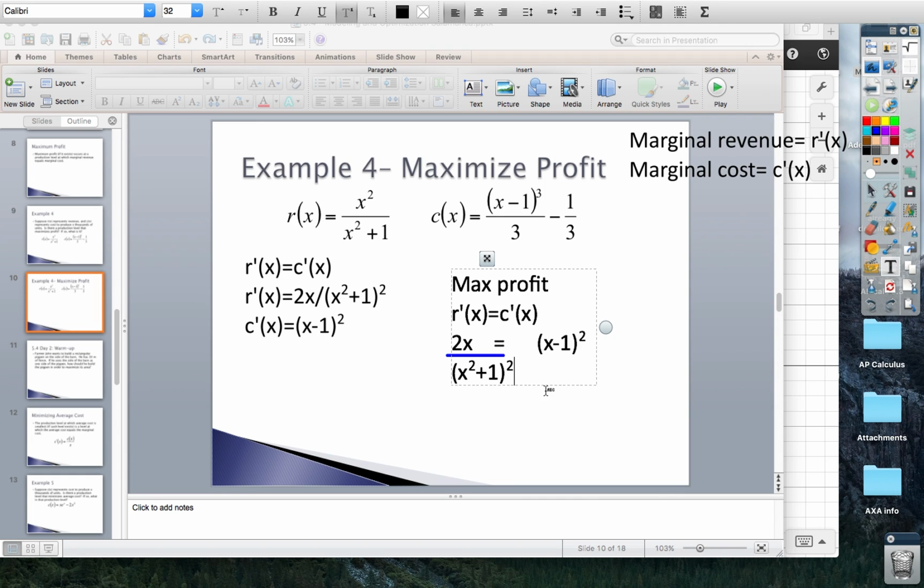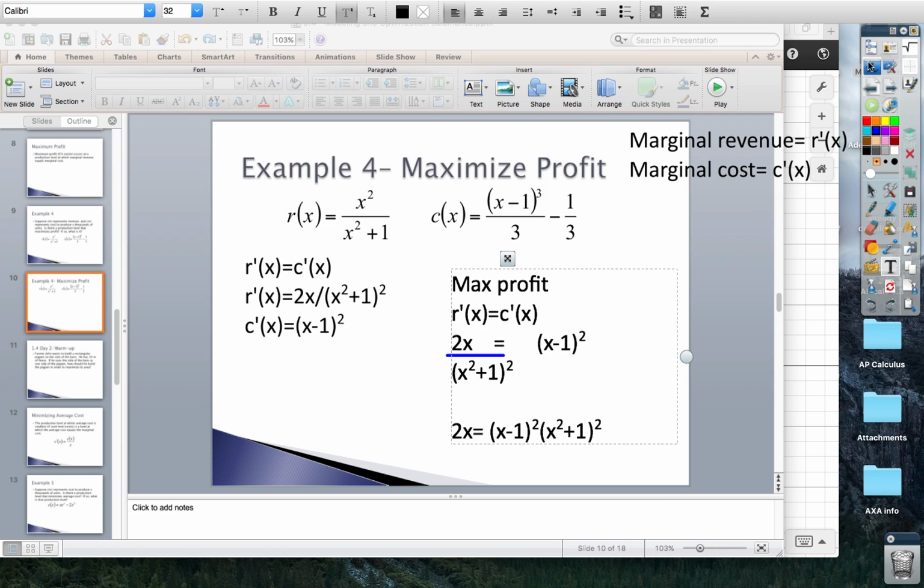Now, what's going to happen is we're going to need to solve this, or attempt to solve it. We're going to get something to the effect of 2x equals x squared plus 1 quantity squared. What we did here is we multiplied x squared plus 1 quantity squared to both sides, and that's why it's on the right side now. And what we're going to end up with is something that's not solvable.